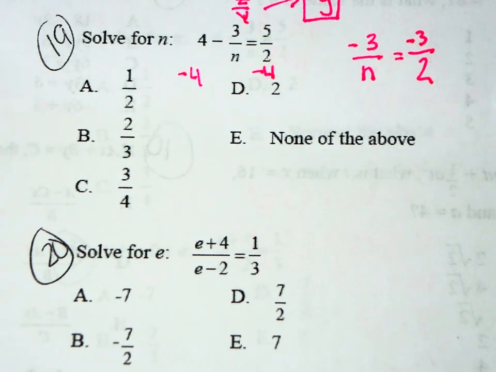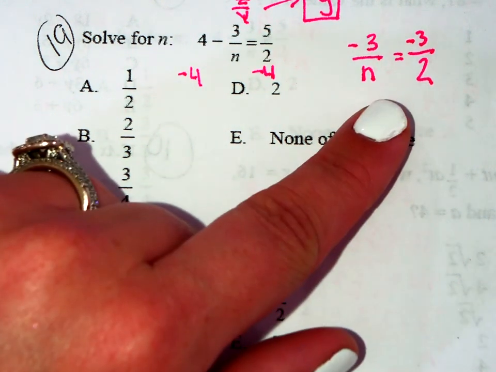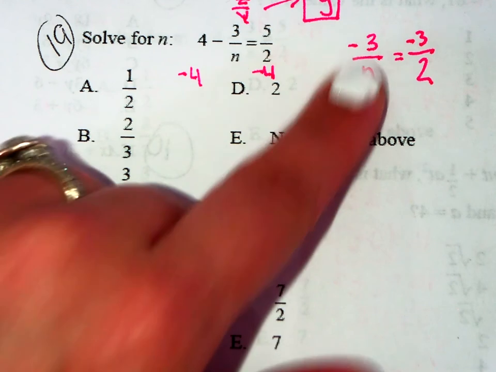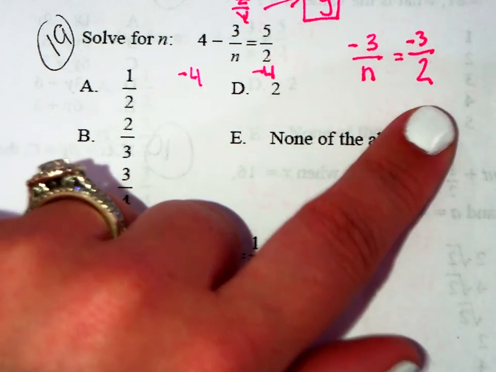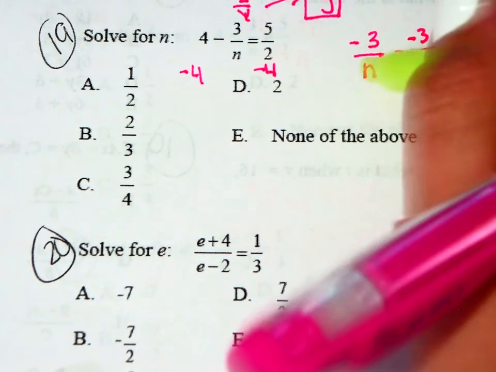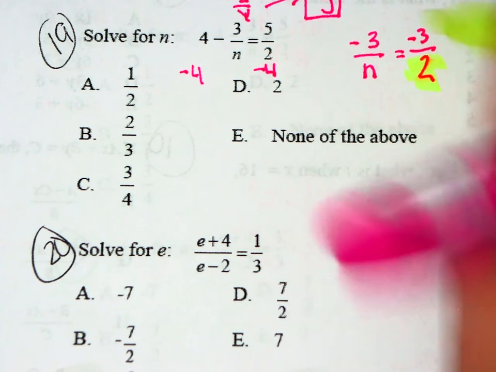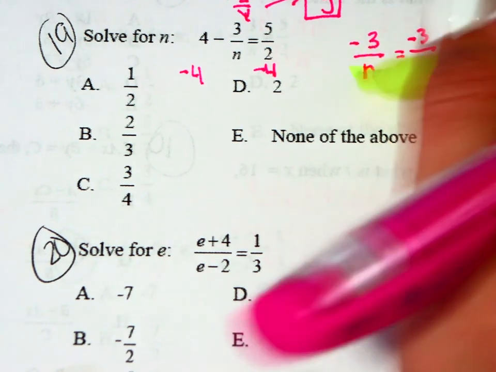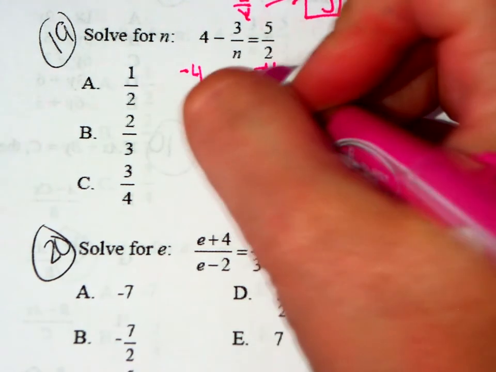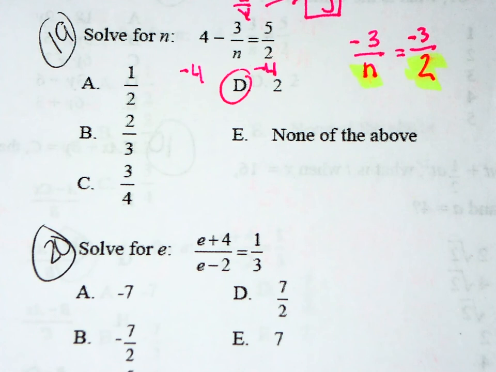All right, so in this problem, I actually don't need to do anything else. These fractions are technically supposed to be equal. Well, I've got negative 3 over n equals negative 3 over 2. If I'm looking for the value of n, this fraction has to end with a 2. The numerators are the same. N has to be 2. That's the only way to do it.